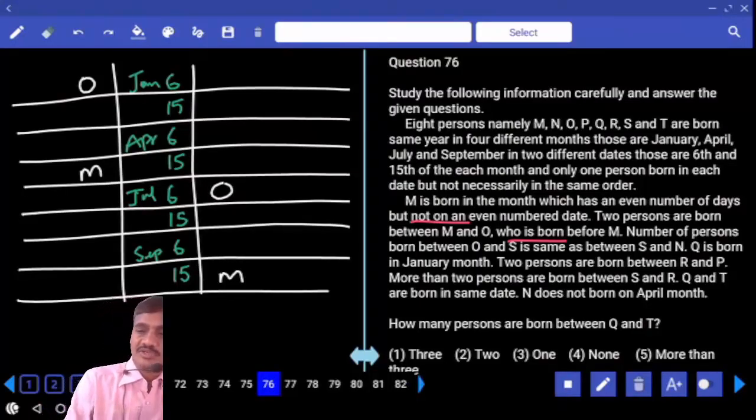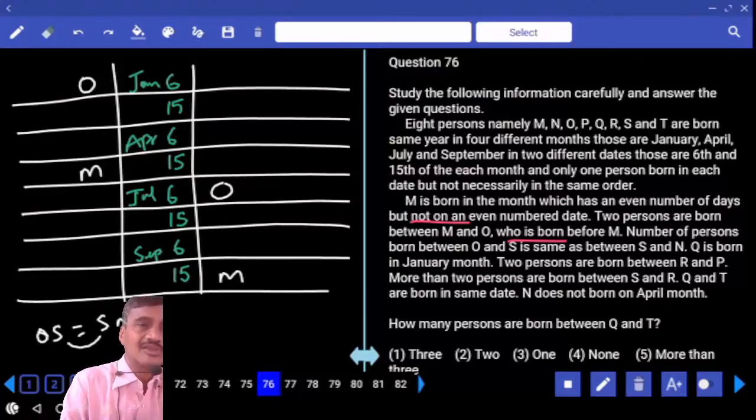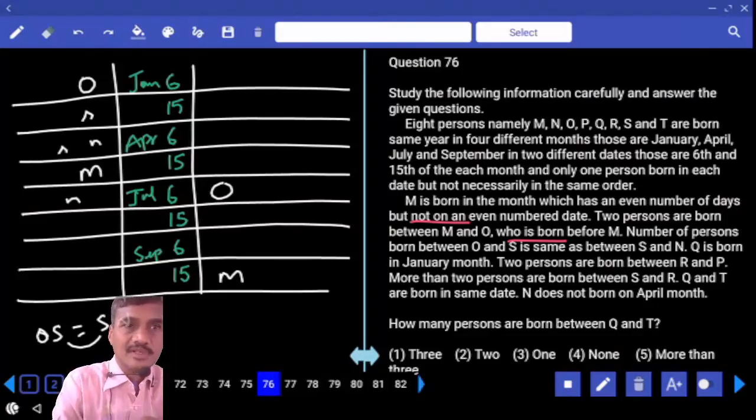Next, the number of persons between O and S equals the number between S and N. So S must be exactly in between O and N. What are the different possibilities? S can be here, with the number of persons between O and S being 0 and between S and N again 0. Or if we take S here, between O and S there is 1 person and between S and N there is 1 person, which is also a possibility. And so on. Or if S is at this place, between O and S there are 3.